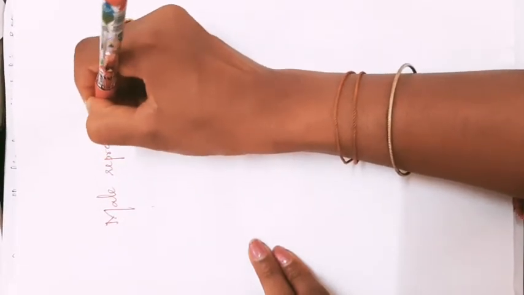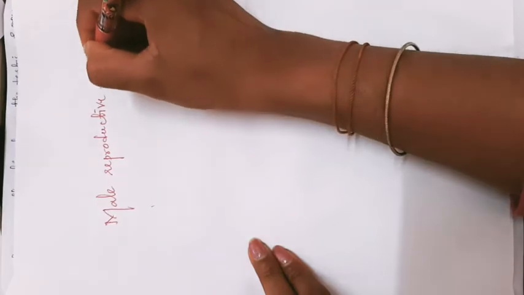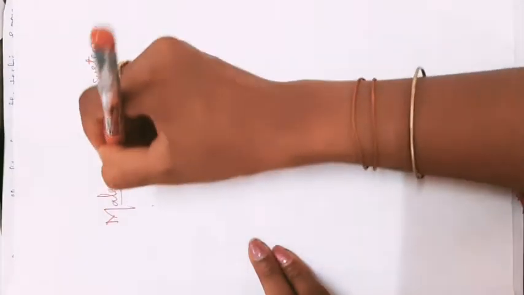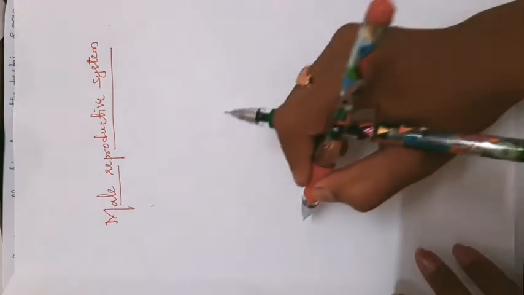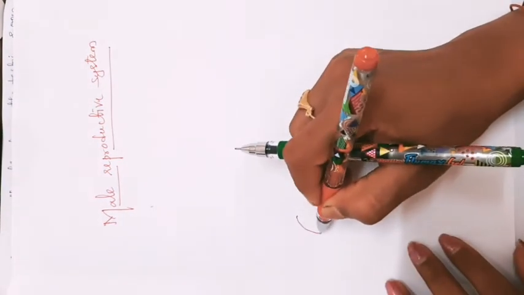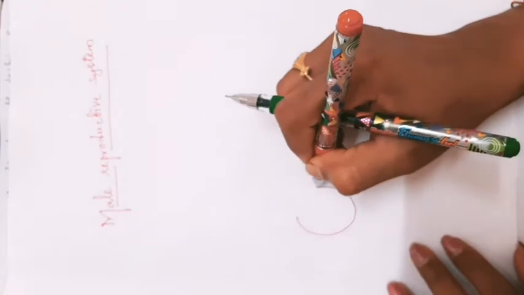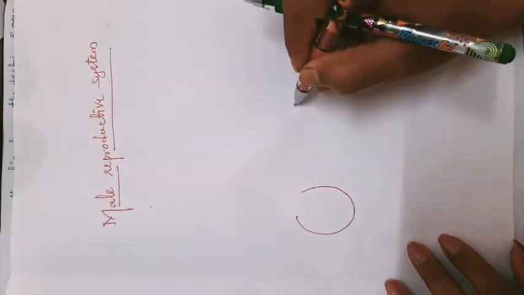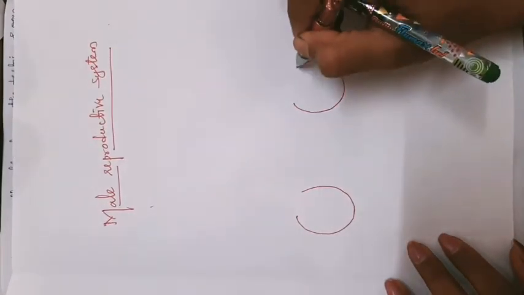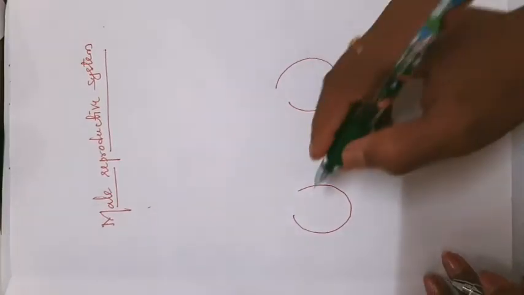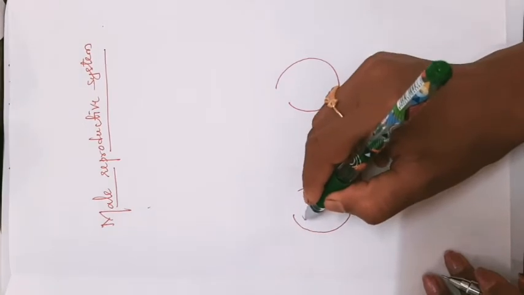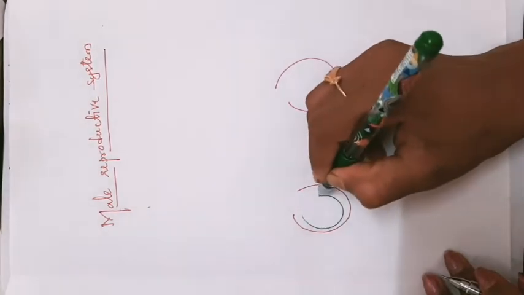Male reproductive system. Okay. The male reproductive system has the primary sex organs, the testes, which are always present in a sac-like structure just outside of the abdominal cavity. That is called the scrotum. Inside the scrotum, the testes are present in a scrotal sac.